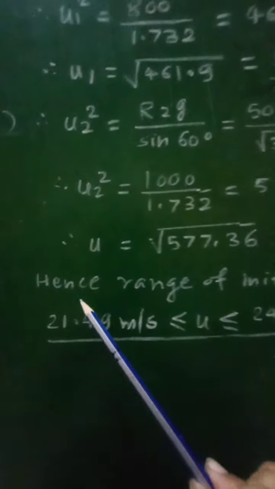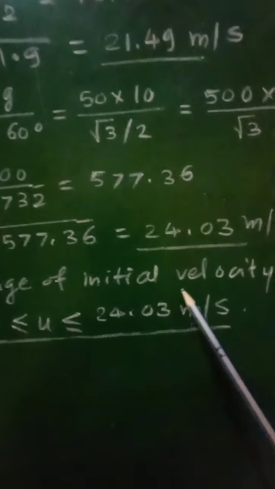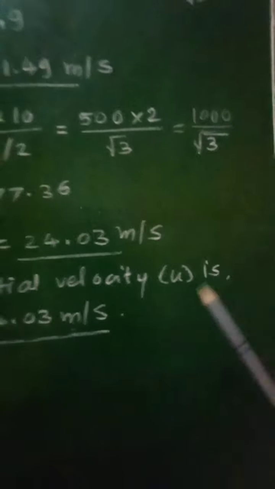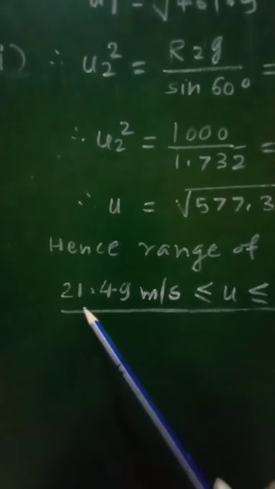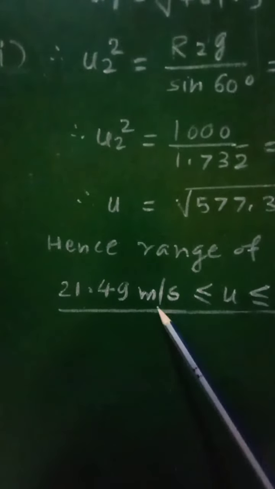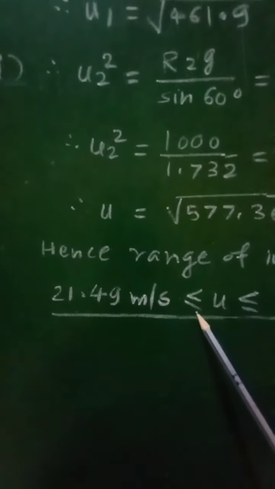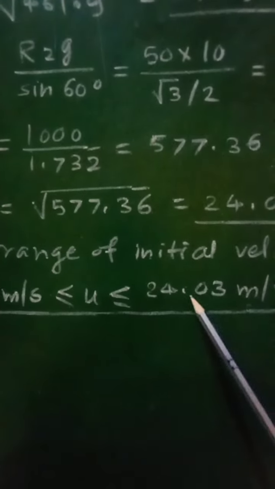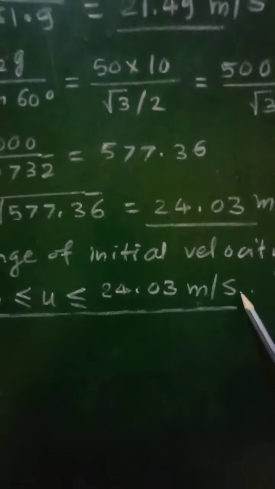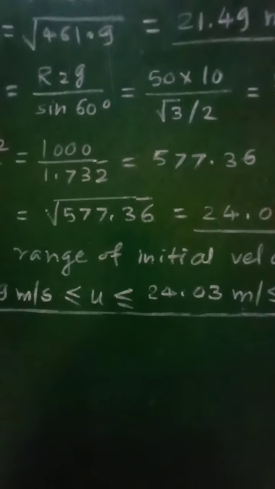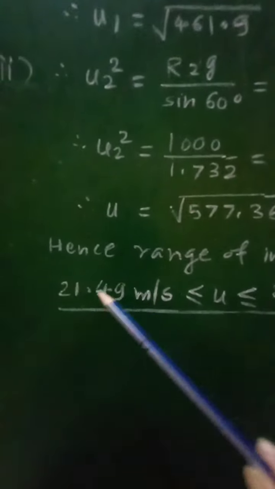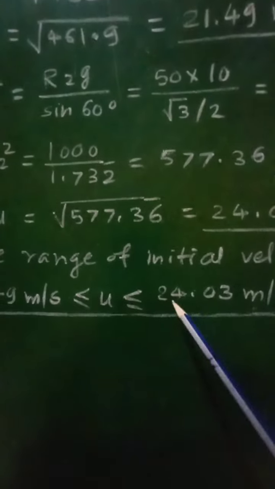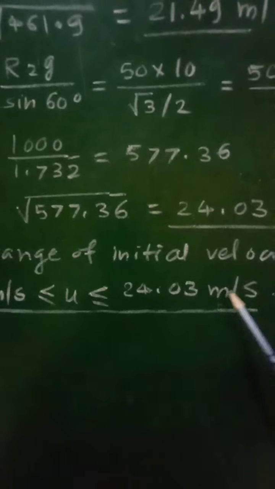Hence we can write, range of initial velocity u will be 21.49 meter per second less than or equal to u, less than or equal to 24.03 meter per second. That means the value of the initial velocity u will lie between 21.49 meter per second and 24.03 meter per second.